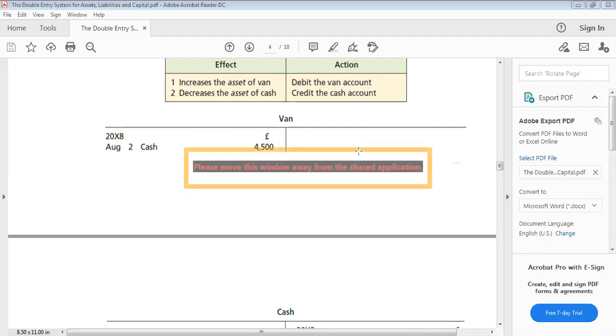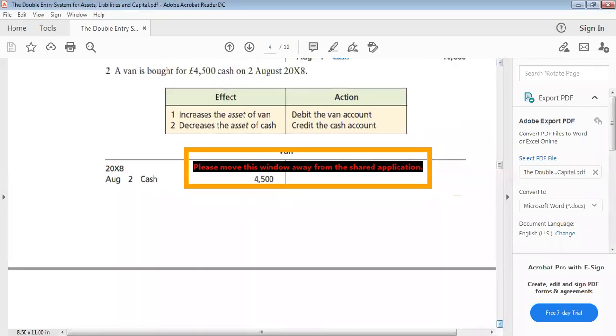As I was saying, the important thing here is the entry, the action to take based on the transaction. In this case, debit van, credit cash. Next one.